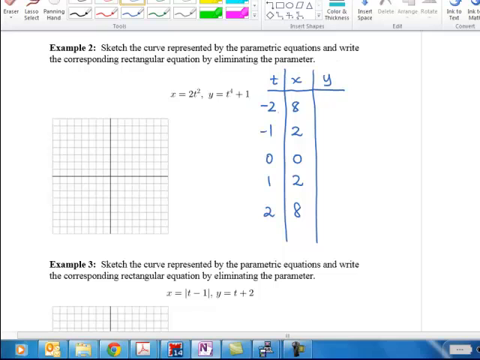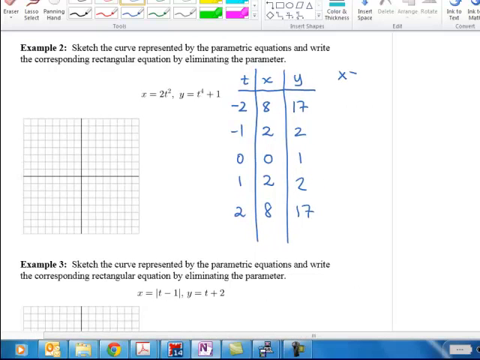When t is negative 2, it looks like we'll have 17. When t is negative 1, we'll have 2. When t is 0, we'll have 1. When t is 1, we'll have 2. And when t is 2, we'll have 17 again. So we see duplicated pairs, right? Some things to observe.